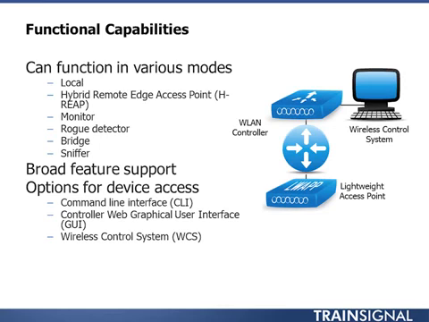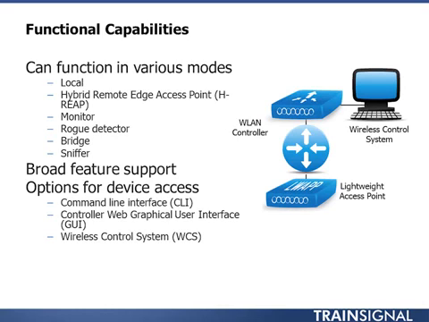This is where I want to deploy the access point out in a branch or remote location, but I don't want to put a wireless LAN controller in each location because of the cost, and so that will connect back to a wireless LAN controller located in my central location.